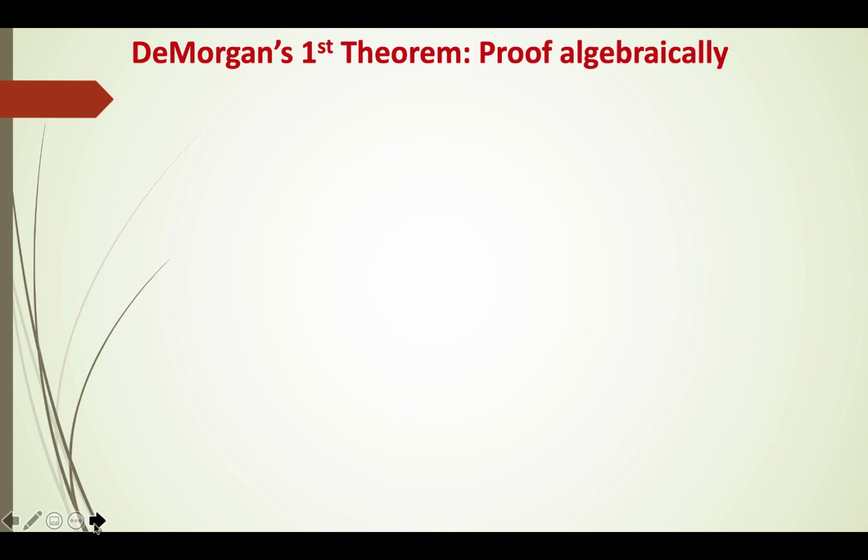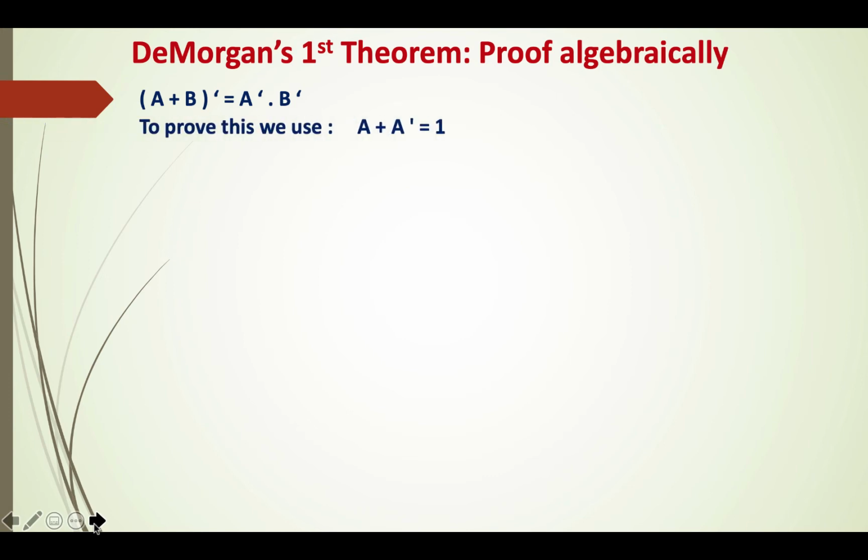Now there is another method to prove De Morgan's theorems. So we will prove these theorems algebraically. So this is the first theorem. Here goes. (A + B) whole complement equals A complement plus B complement. This we need to prove.